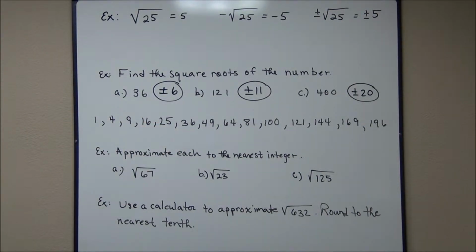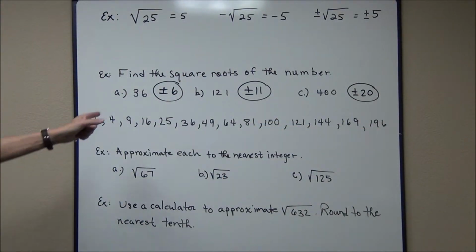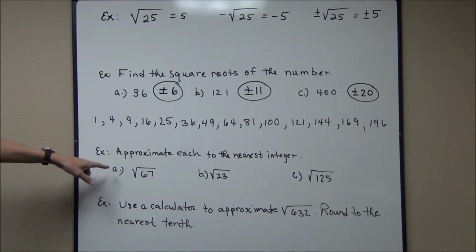This is a good list to have perhaps in your notes so that you can refer to them as you're working problems out. And it goes all the way up, as you can see here, to 14 times 14. Now I'm going to use those to work the next 3 problems. It says approximate each to the nearest integer.